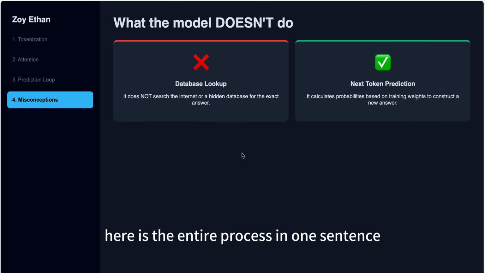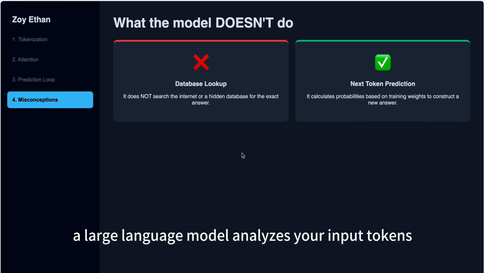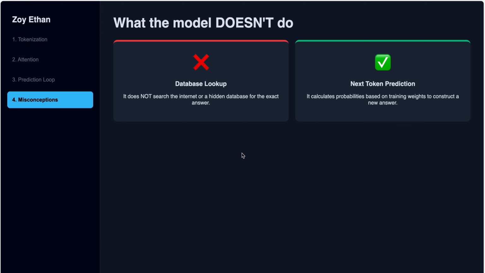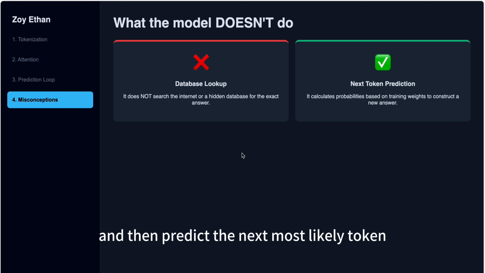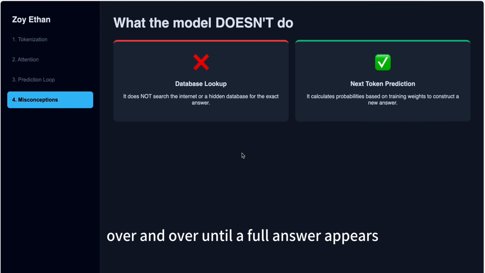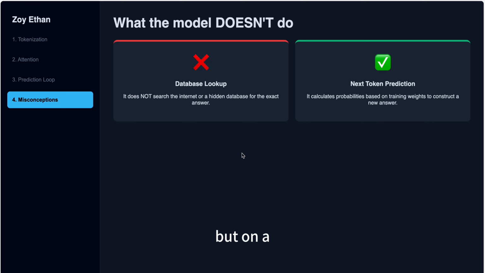Summary. Here is the entire process in one sentence. A large language model analyzes your input tokens, uses attention to understand the relationships, and then predicts the next most likely token over and over until a full answer appears. It's like autocomplete, but on a massive intelligence scale.